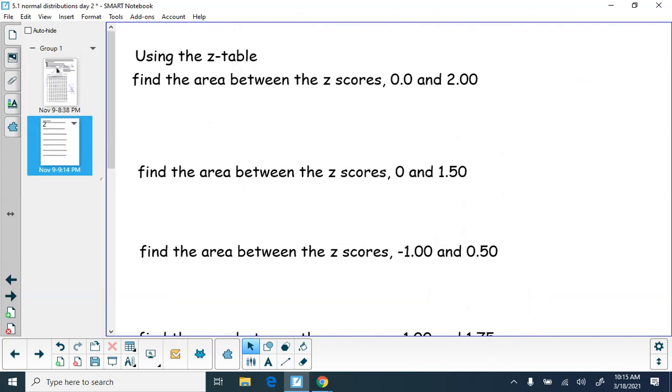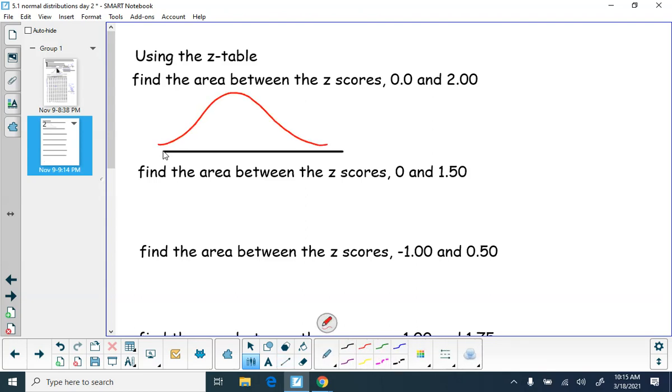Find the area between the z-score of 0 and 2. Now, what I'm going to ask you to do each and every time is draw a bell-shaped curve. Your 0 is going to be at the middle. And we have a z-score of 2.